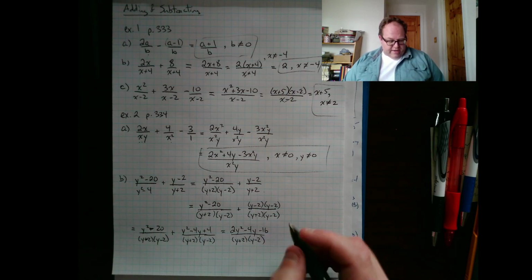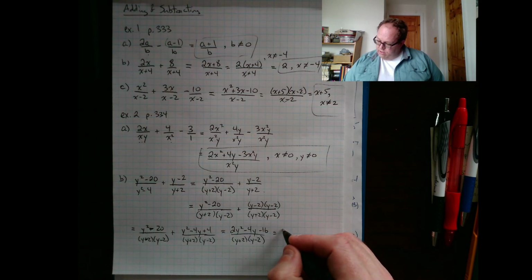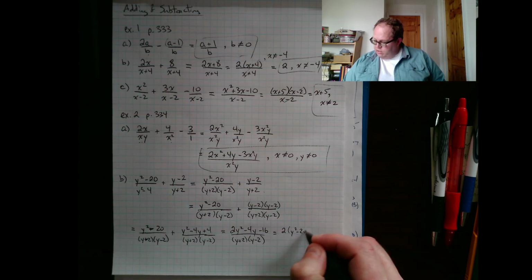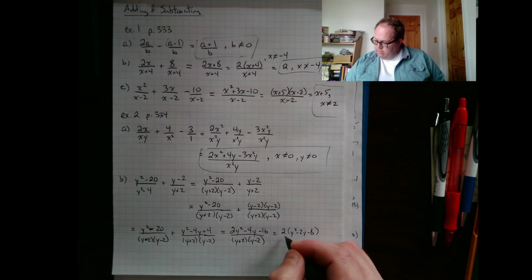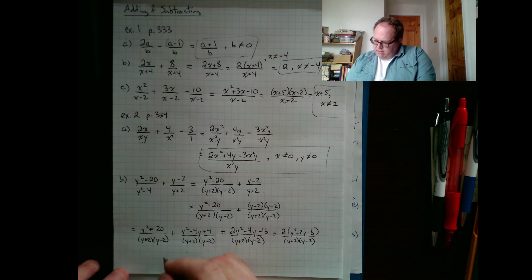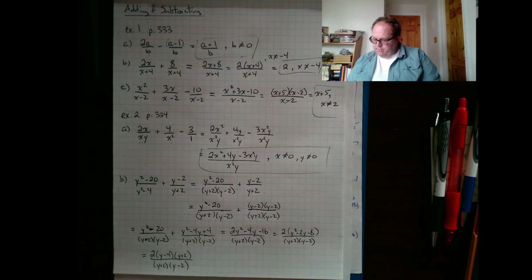The top of this factors into, I can bring a 2 out of everything to get y squared minus 2y minus 8 over y plus 2 times y minus 2. And this factors a little bit further into being y minus 4 times y plus 2 over y plus 2 times y minus 2.